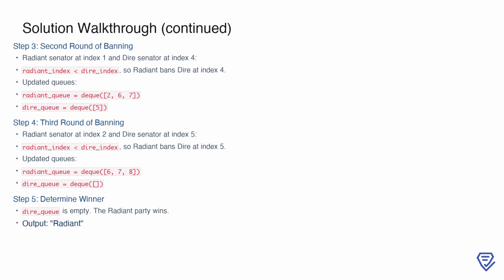In the third round, the radiant senator at index 2 and the dire senator at index 5 are dequeued. The radiant senator bans the dire senator, as its index is smaller. The radiant senator is re-enqueued with a new index of 8. The radiant queue now contains 6, 7, and 8, while the dire queue is empty. With no dire senators left, the radiant party wins again, and the output is radiant.